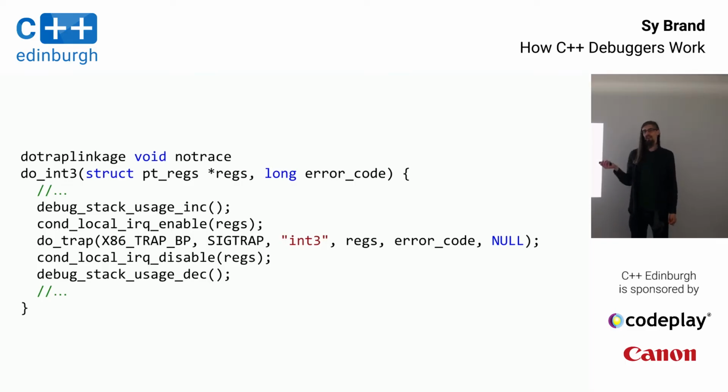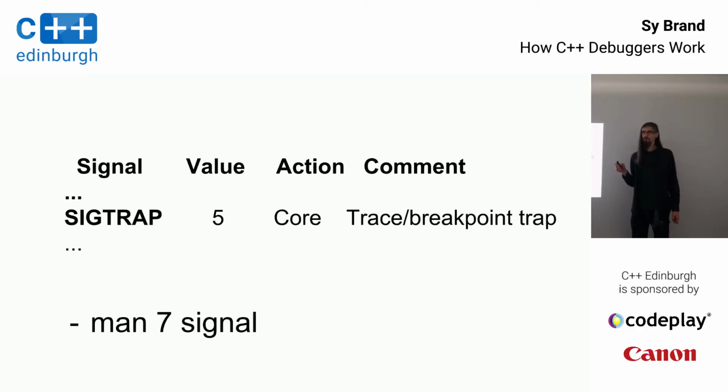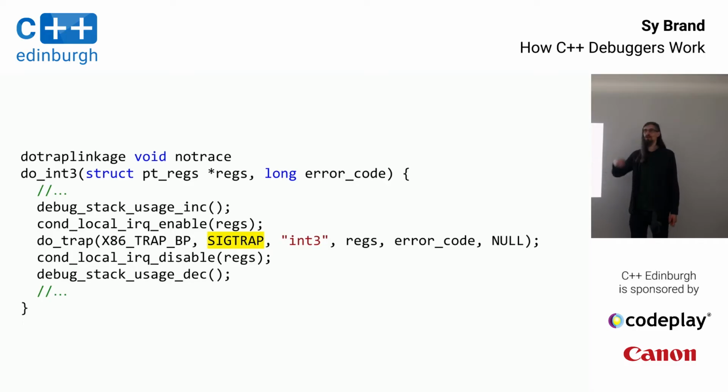So what Linux does is it registers this do_int3 function. This is the actual code from the Linux kernel. You can see it's doing some things like some debug stack information, and then interrupts enabling, disabling. But then the most important thing is this do_trap call. So this is going to send a signal to the process. These are like Unix signals. Maybe you're familiar with them. Like you can send a kill signal to something or an interrupt signal. This sends a SIGTRAP to the process which is being debugged.